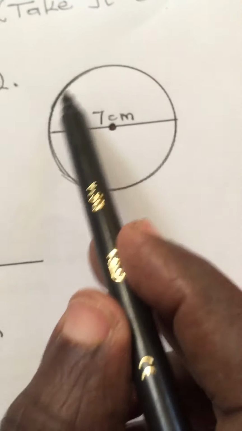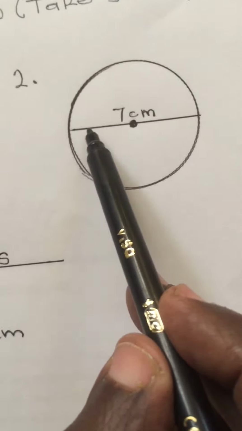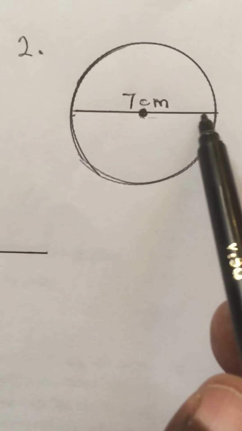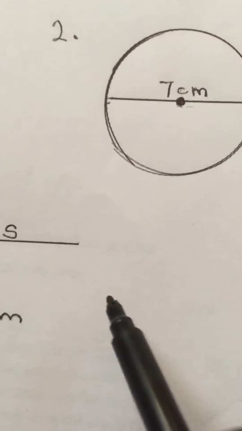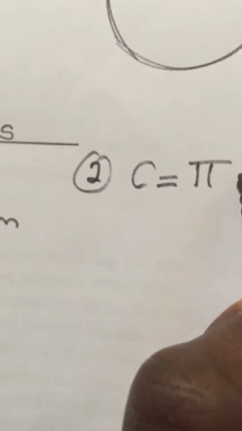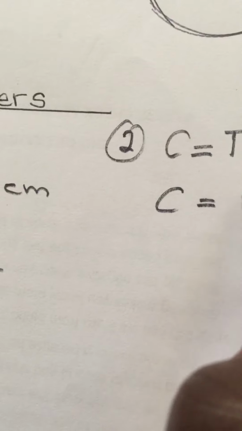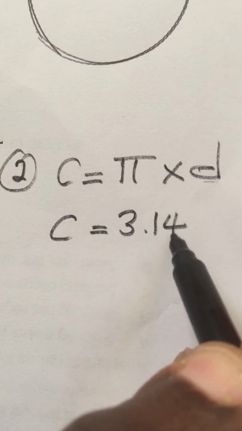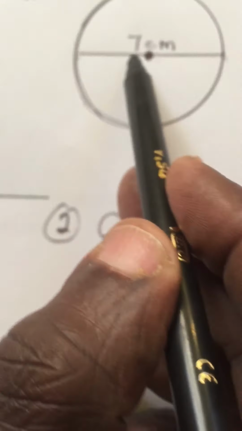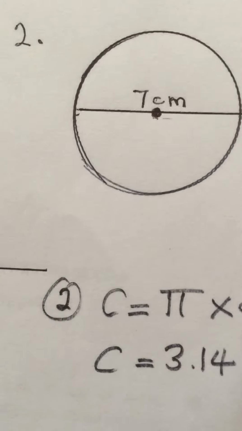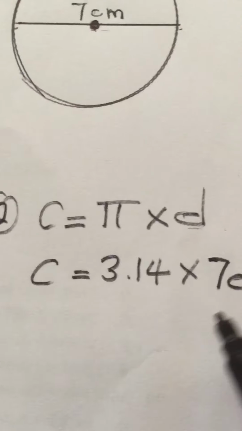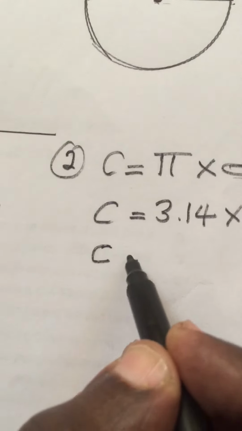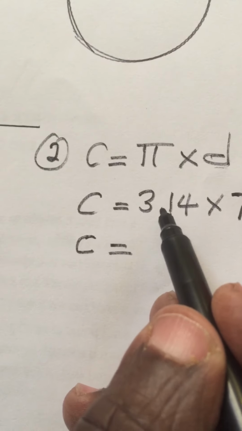This one here, we have a circle. Now, this whole line, from this point on the circle passing through the center to the circle again there, this is diameter. So we are saying circumference is equal to pi times d. D is diameter. Circumference is equal to pi, 3.14 times diameter. Now, this is the diameter, 7 centimeters.